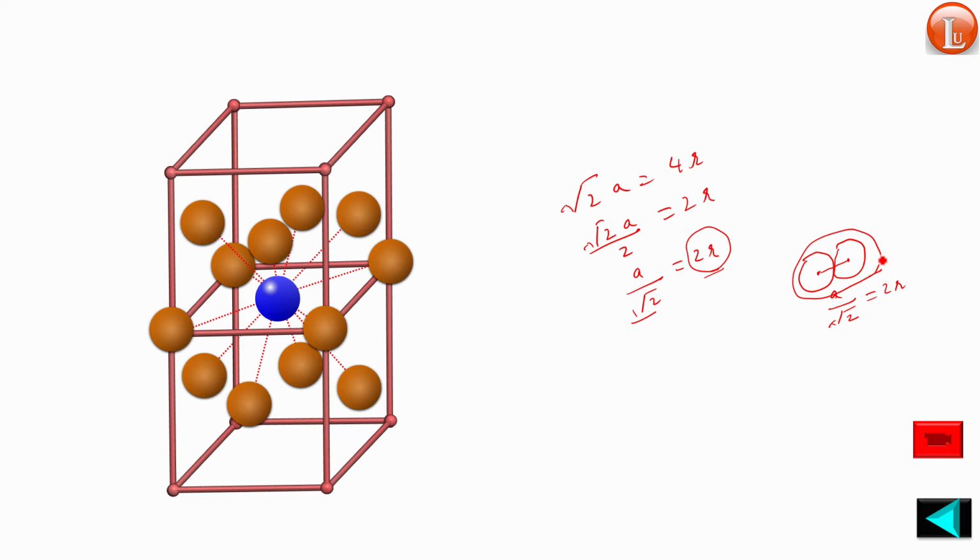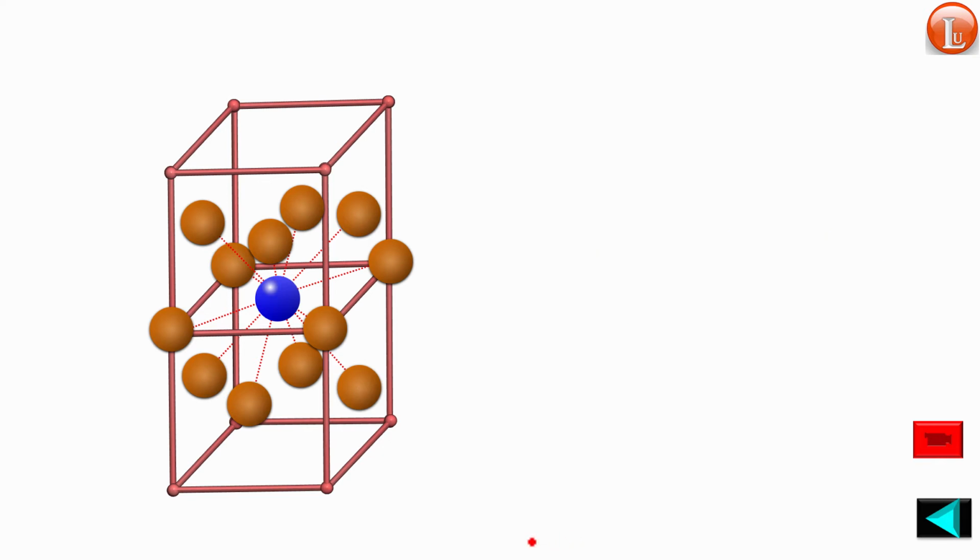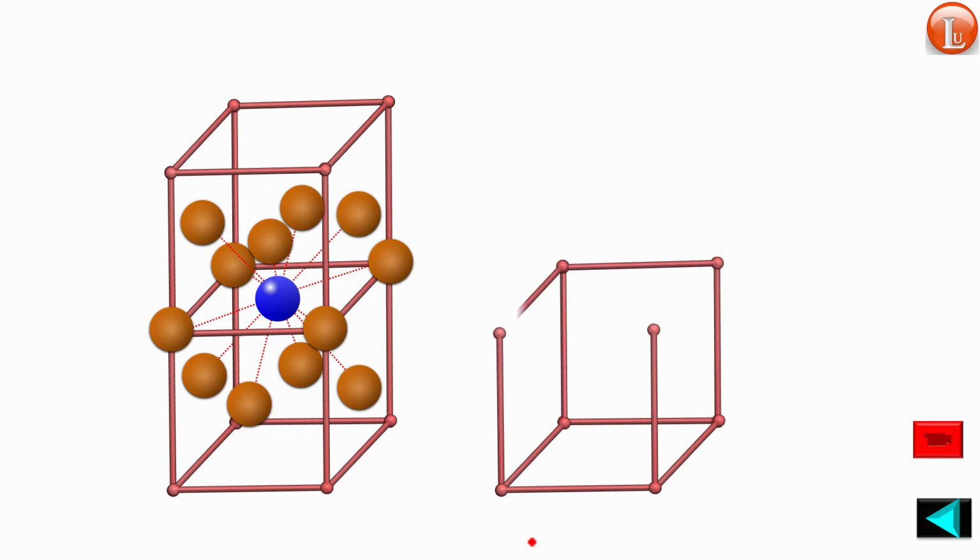So if I can prove that the center of this sphere and the center of this sphere are at a distance of a by root 2, that would make it 2r, and therefore they would be in contact. And that is exactly what I'm going to do now. So this is the unit cell. Top face center, side face center.